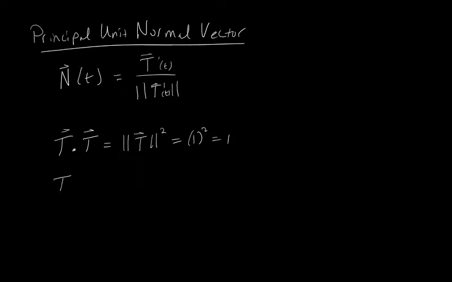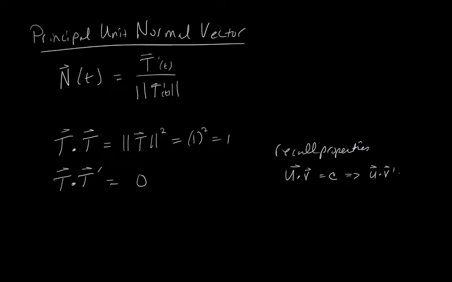If we were then to dot T with its own derivative, we're going to get 0, right? So that came from our properties. Let me write this down. So recall our properties here. If u dot v is equal to a constant c, then u dotted with the derivative of v is equal to 0. That comes right out of those properties of the dot product for the vectors.